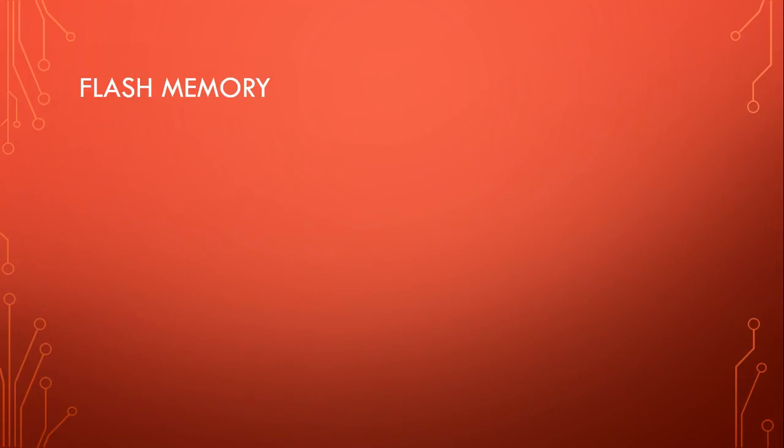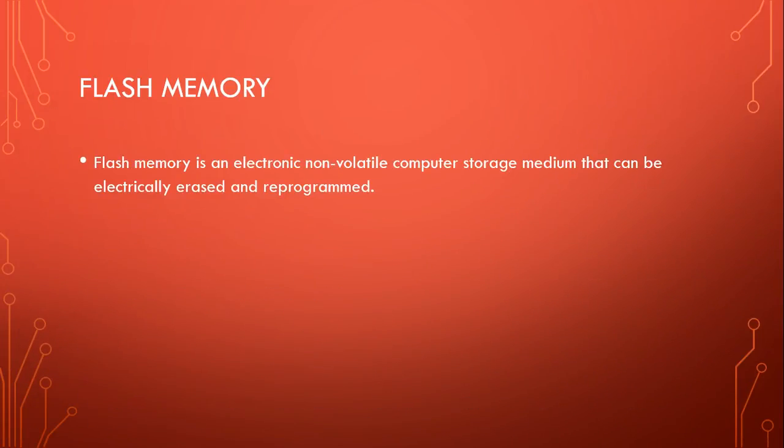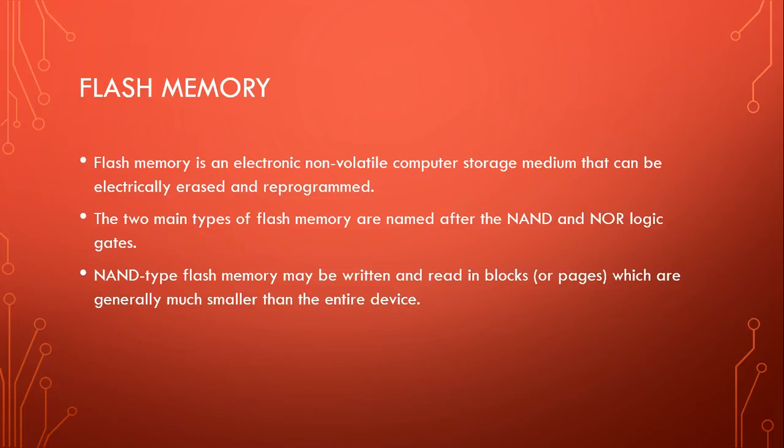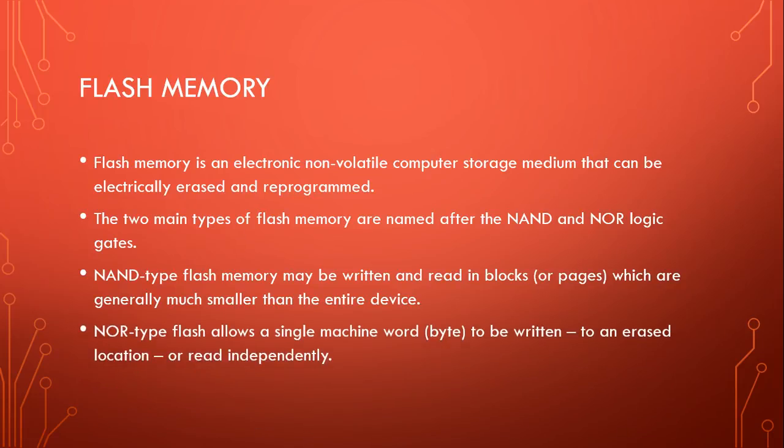Now, we also need to talk real quickly about flash memory. Flash memory is an electronic, non-volatile storage medium that can be electrically erased and reprogrammed. There are two main types of flash memory, which are named after the NAND and NOR gates. So there's a NAND flash and there's a NOR flash. Now, NAND type flash memory can be written and read in blocks or pages, which are generally much smaller than the entire device. Comparatively, NOR type flash allows a single machine word or a byte to be written to an erased location or read independently.